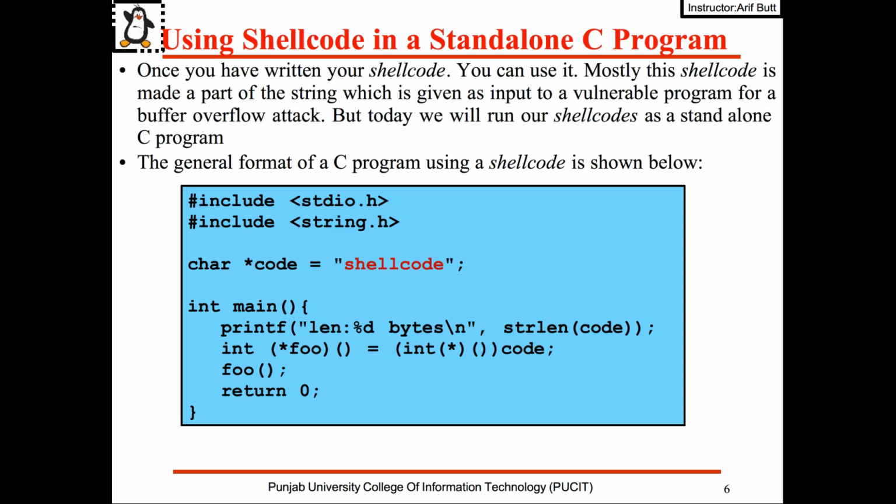Well, the general format of a C program using a shell code is shown over here. The shell code is placed in the process address space in a string. Inside the main function, we cast the address to this buffer named code to a function pointer named whatever. Over here I have named it foo, which is passed nothing and it returns an integer. And finally we need to call it, and that is the transferring of flow of execution to this shell code.